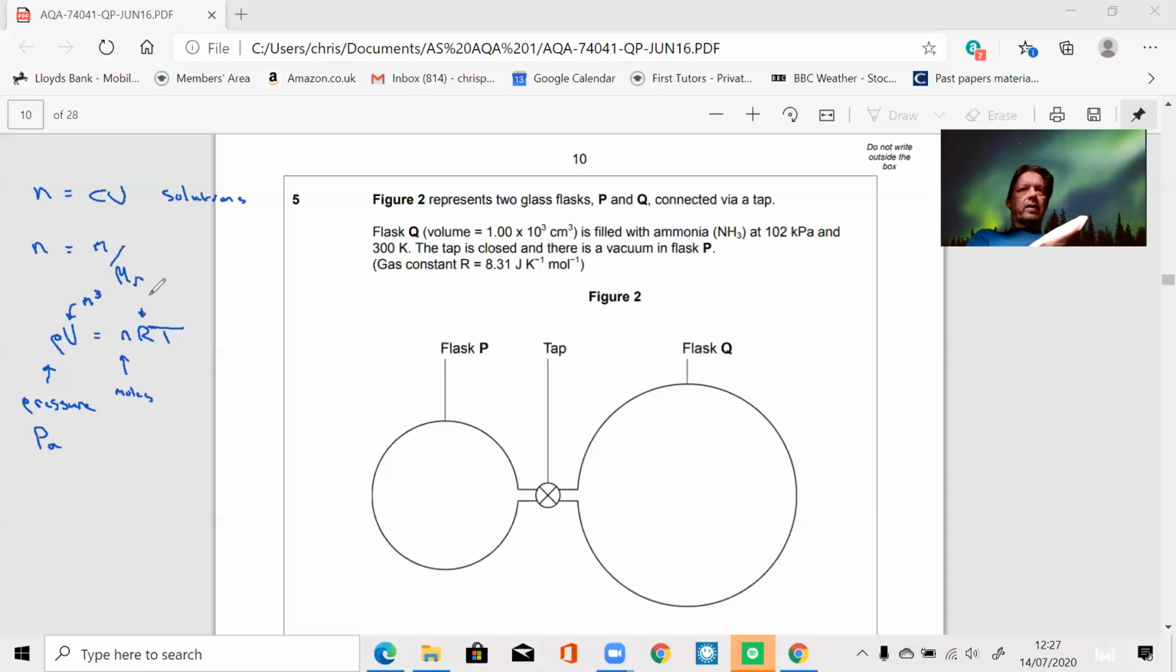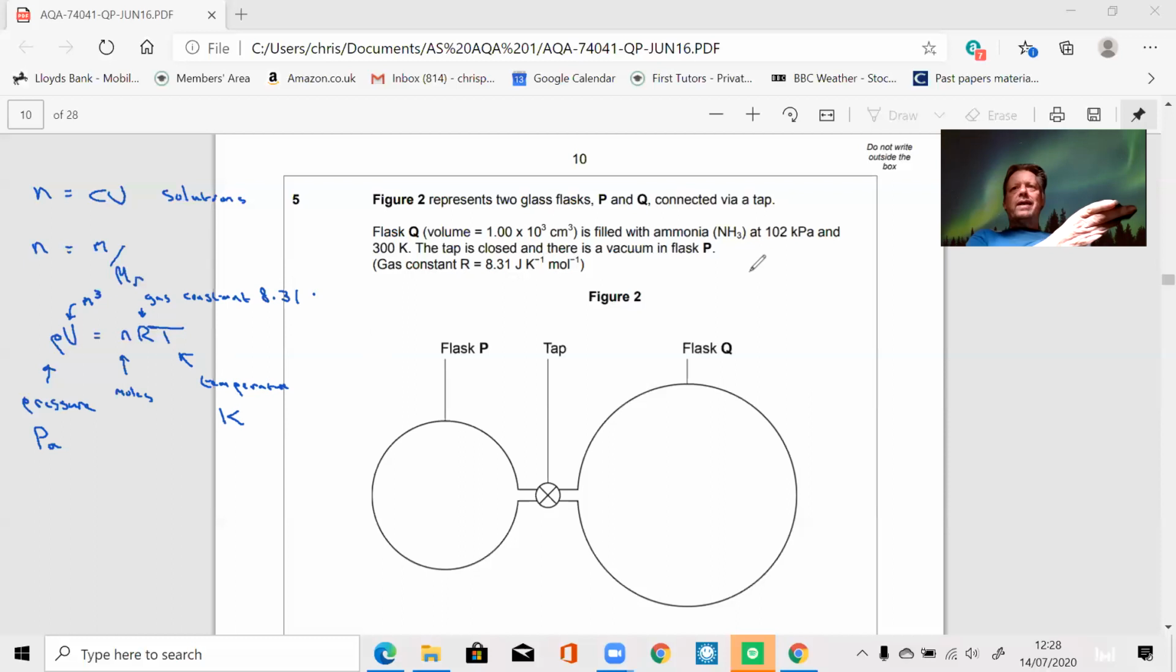R is the gas constant, so we don't really have to worry about the units for that, but it's 8.31. They will give you this in the data sheet. I can't remember what the units are, but it tells you there, joules per K per mole. Temperature has to be in Kelvin. Don't put the temperatures in degrees C, because if you do, it won't work.